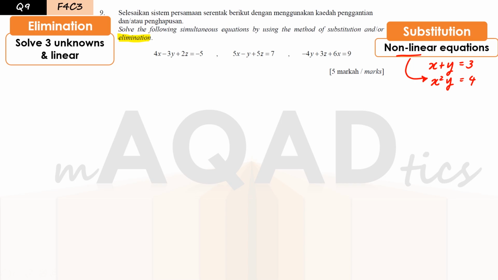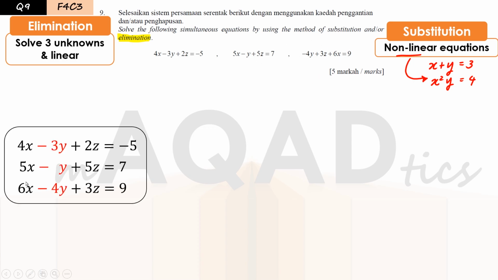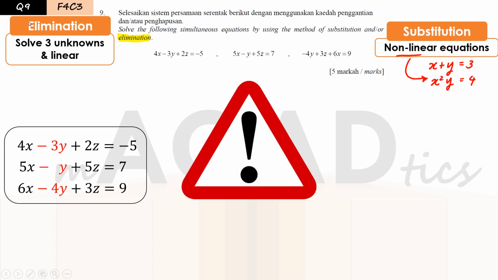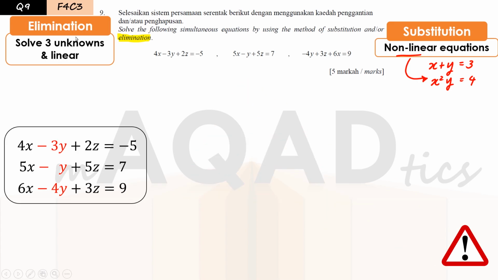Okay, but before we start, we need to rearrange the equations a bit. As you can see, these 2 equations start off with x, then y, then z. But the last equation didn't. So we need to rearrange this equation a bit to make sure that the x is in front. It's 6x here. Then in the middle will be negative 4y, and then followed by 3z.